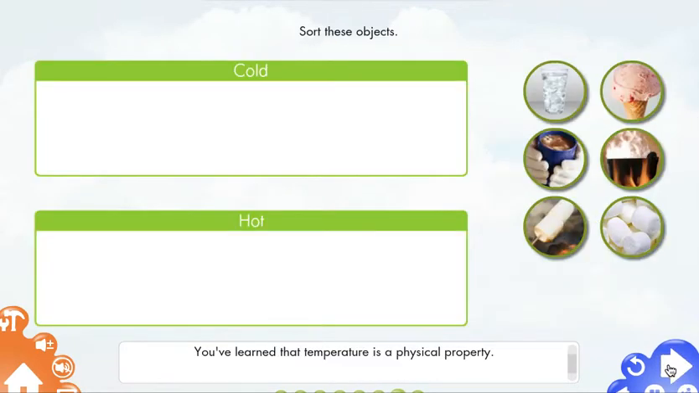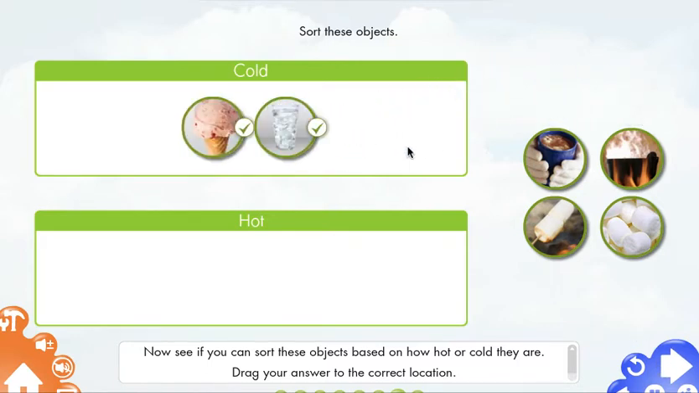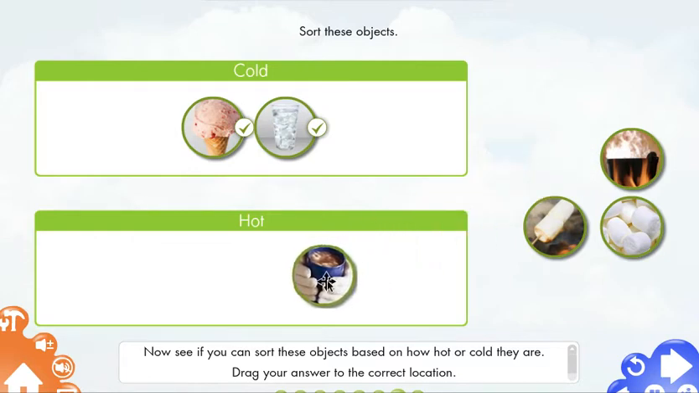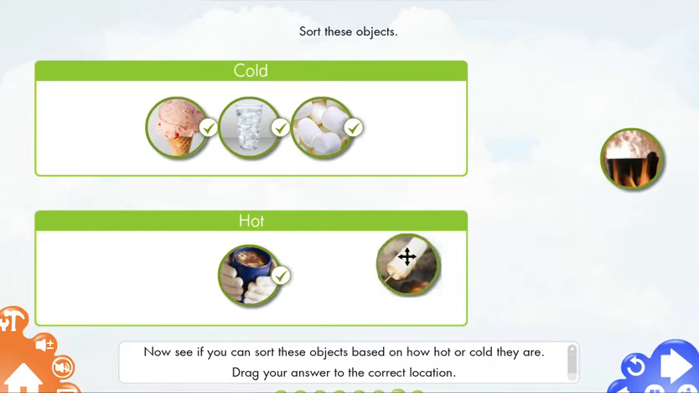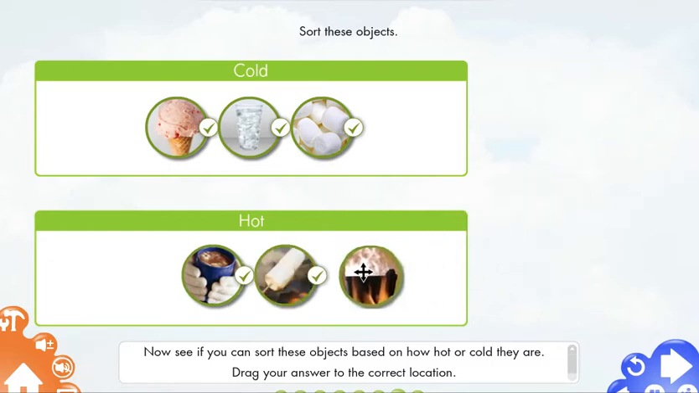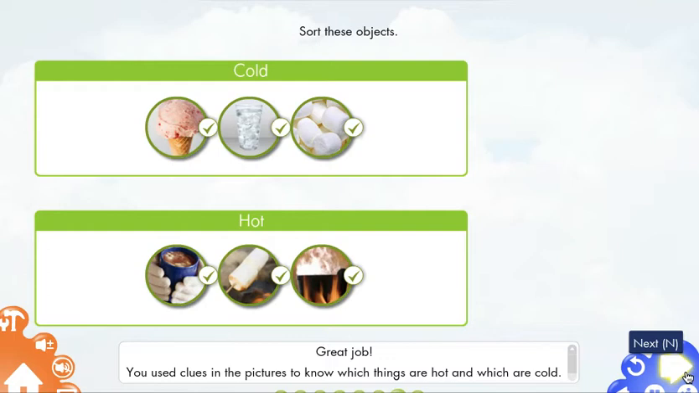You've learned that temperature is a physical property. Now, see if you can sort these objects based on how hot or cold they are. Drag your answer to the correct location. Great job! You used clues in the pictures to know which things are hot and which are cold.